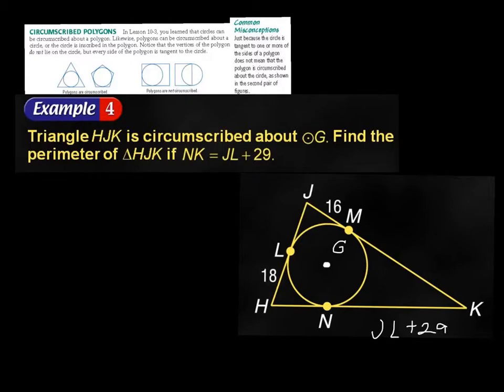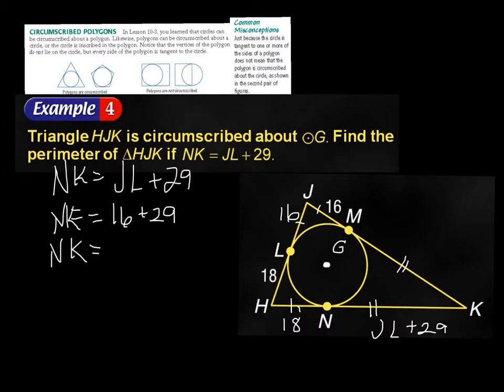Well, if JM is 16, LJ is 16, and if HL is 18, HN is 18, because there's a point of tangency here, and that's the point where the segments meet. Same thing here. These two will be congruent. MK is congruent to NK. And JL we know is 16. So that means NK is going to have to be 45, which means MK is also 45.